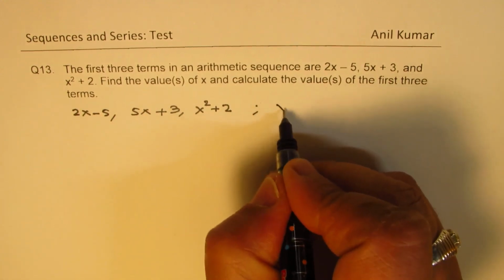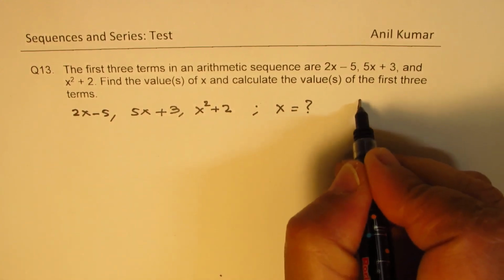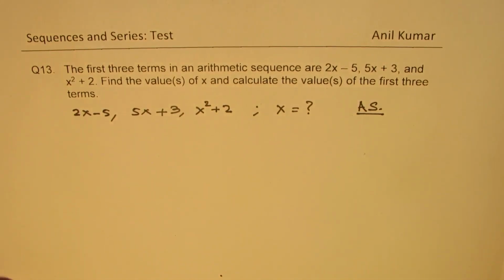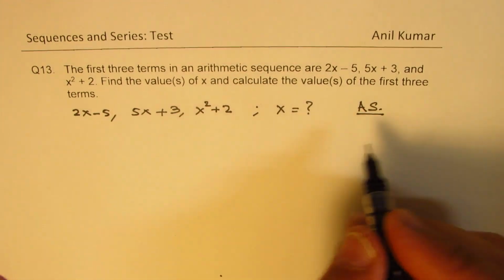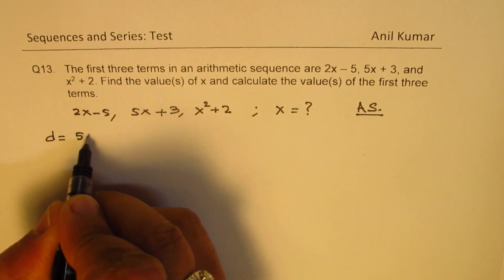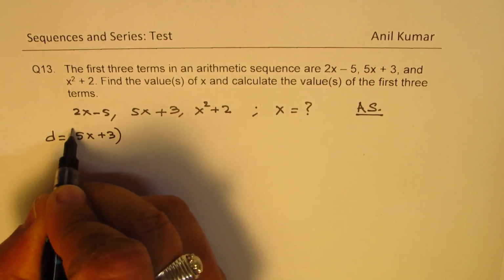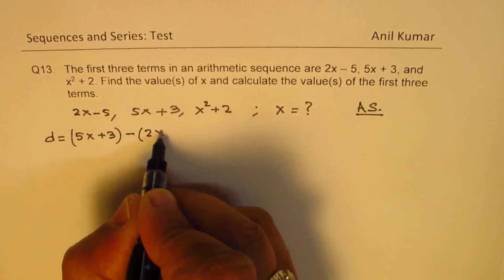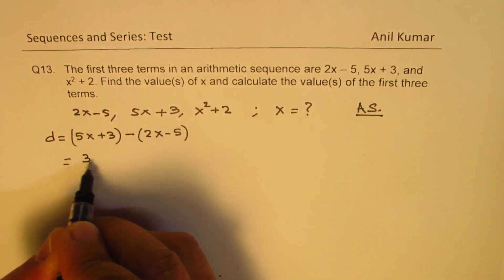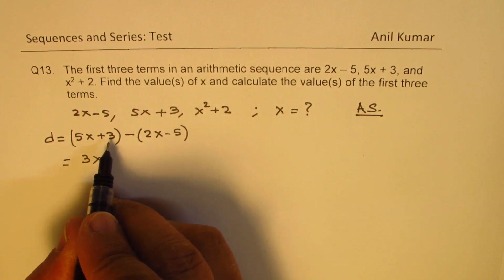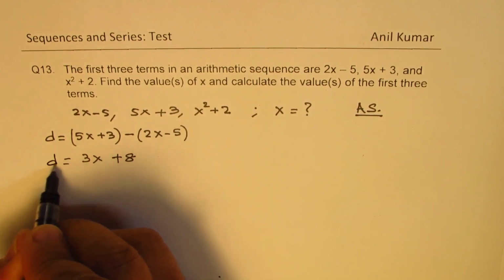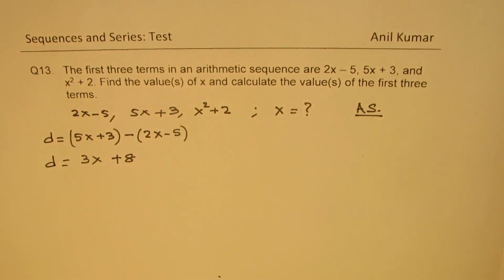We have to find what x is, correct? And we are given an arithmetic sequence. Now that means we have a common difference, right? So we have common difference d. So d basically will be 5x plus 3, take away 2x minus 5, correct? So we get 5x minus 2x as 3x, and 3 plus 5 will be 8. So we know d is 3x plus 8.